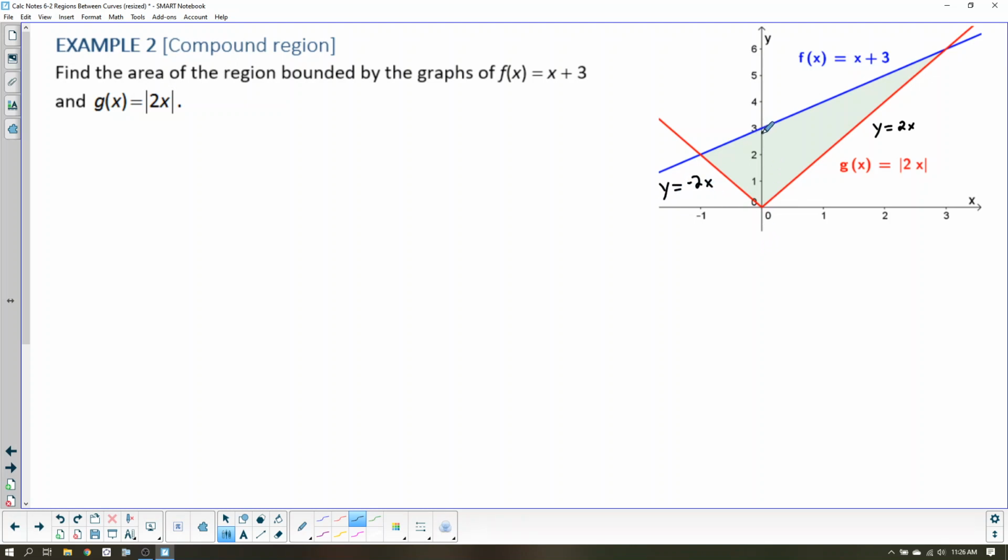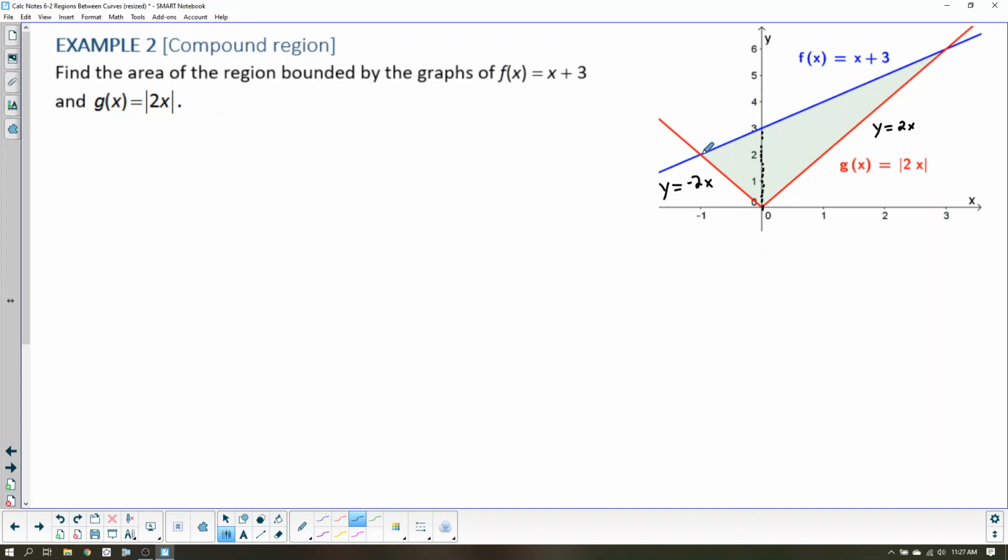So then what we think of as happening here is we actually have a changing boundary. On this left-hand piece here, the upper function is f of x, but the lower function is this expression. And then over here, it changes. The upper function is still f of x, but the lower function is now 2x. So we're going to have to do this as two separate integrals.